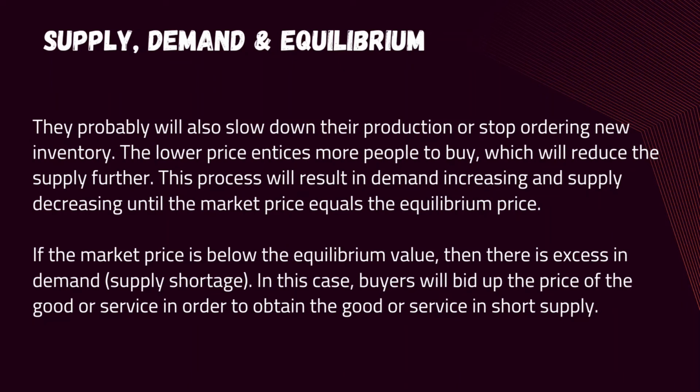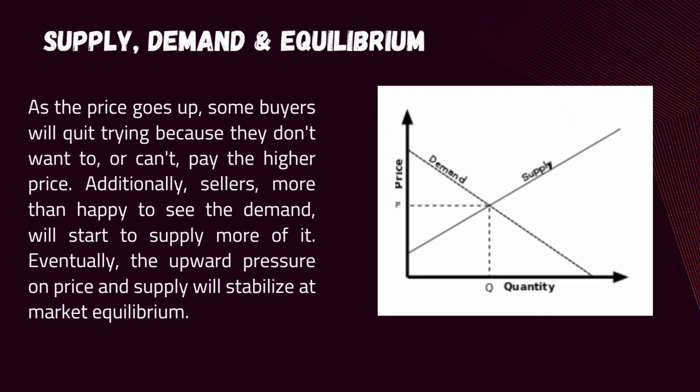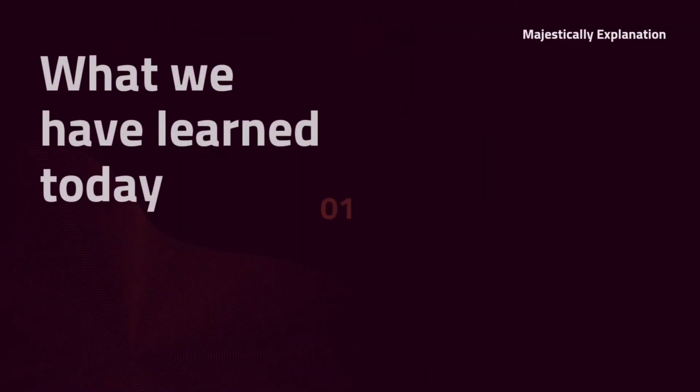If the market price is below the equilibrium value, then there is excess demand, a supply shortage. In this case, buyers will bid up the price of the good or service in order to obtain it. As the price goes up, some buyers will quit trying because they don't want to or can't pay the higher price. Additionally, sellers, more than happy to see the demand, will start to supply more of it. Eventually the upward pressure on price and supply will stabilize at market equilibrium. In this graph you can understand the relation between quantity and price.